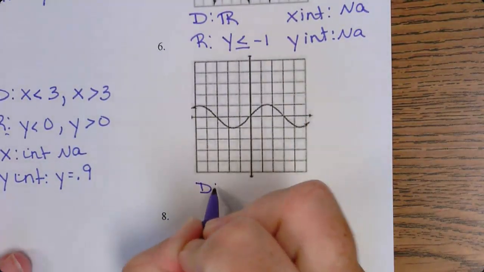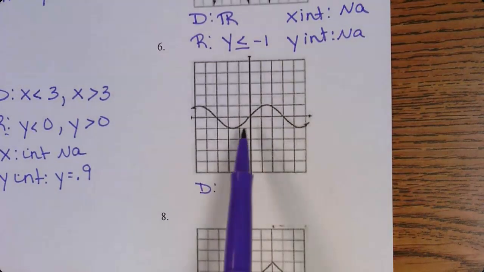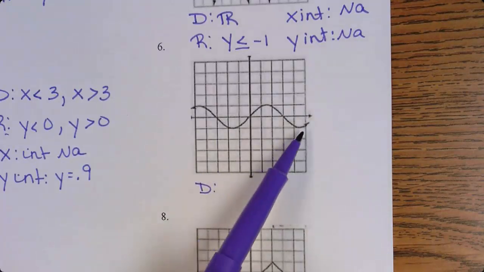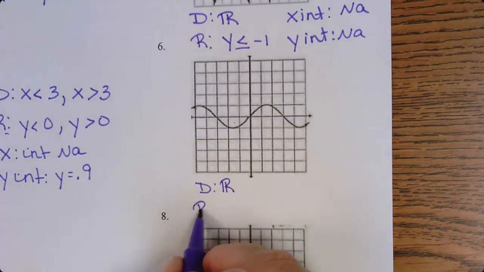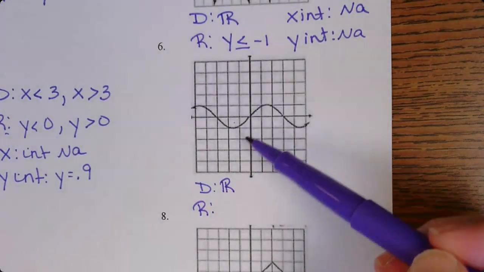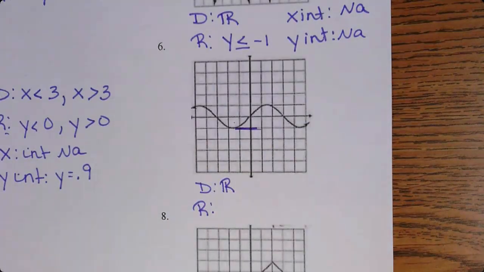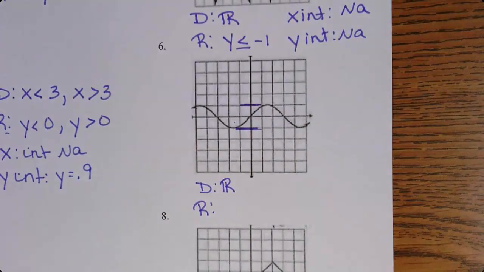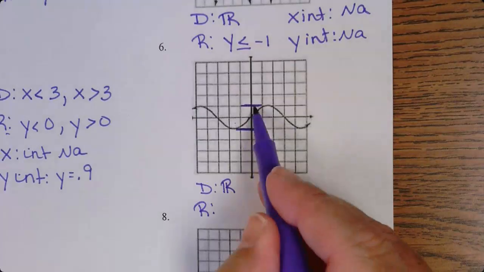Domain. Okay, if you want to try, hit pause. Okay. We're touching all the negative x's, all the positive x's, and 0, all reals. Range. Am I touching all the negative y's? The answer is no. This is where I stop, right? Am I touching all the positives? No, I stop here. So I'm going to be between, it looks like, negative 1 and 1.